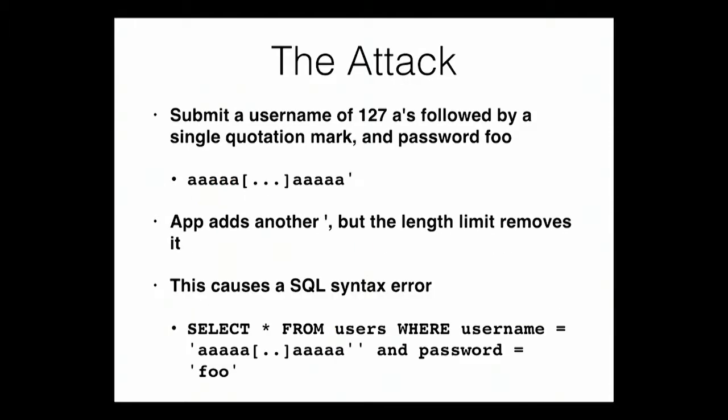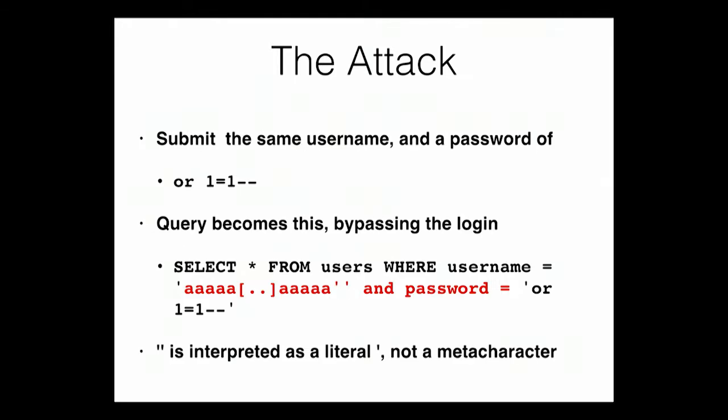But if I put in 127 A's followed by a single quotation mark, then it cuts off the other quotation mark that was added, and I now have a SQL syntax error. So it means there are injections I can do that will work. So what you do is you put this in a password, and now you have this red stuff is all the username, or 1 equals 1. So by using both the username and the password as injections, you're able to result in a query that will always be true and let you in as the administrator.